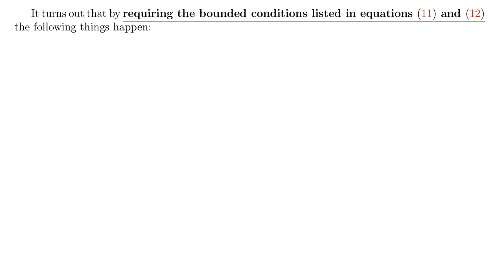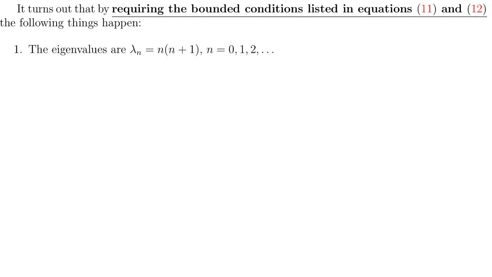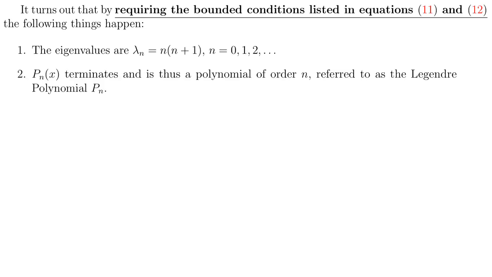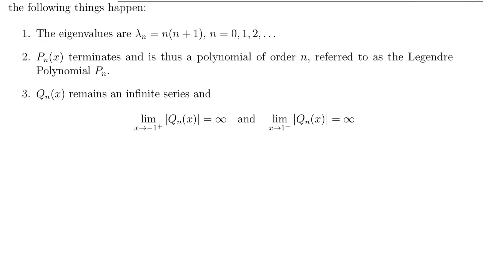It turns out now that by requiring the bounded conditions listed in equations 11 and 12 above, the following three things happen. The eigenvalues turn out to be n times n plus 1, with n starting at 0. So with these eigenvalues, the power series solution P sub n terminates and becomes a polynomial of order n, referred to as the Legendre polynomial of order n. And Q sub n, the second linearly independent solution, does not terminate. It remains an infinite series, and in fact it's unbounded at both plus and minus 1.